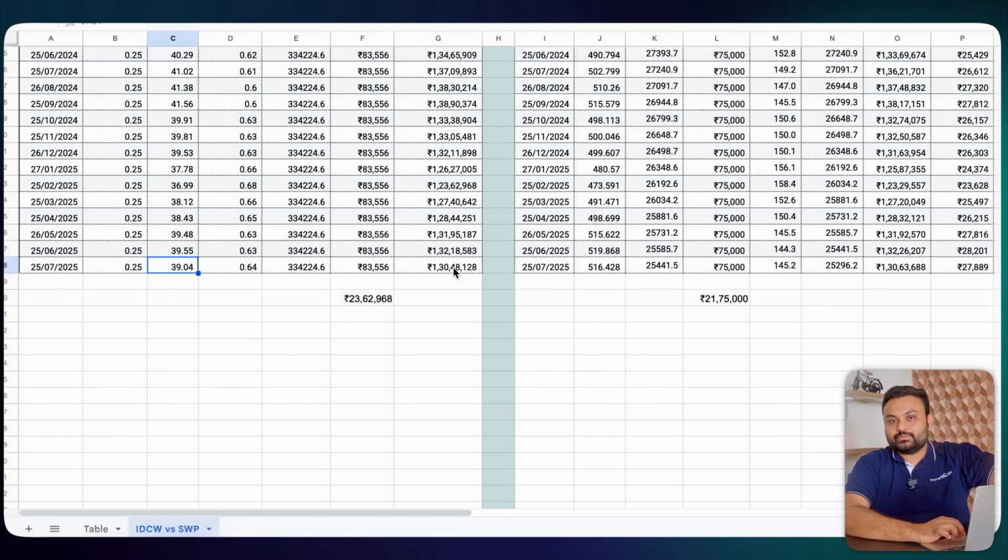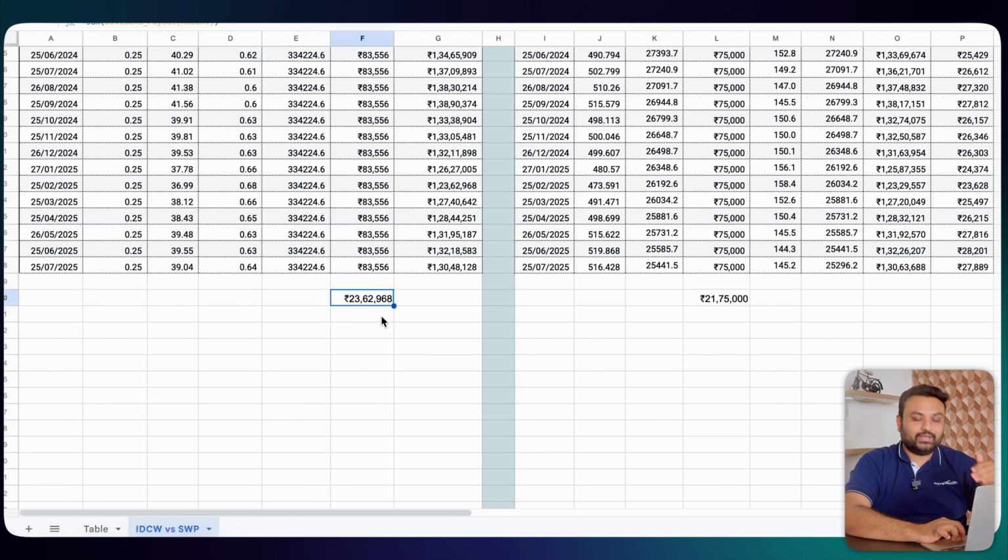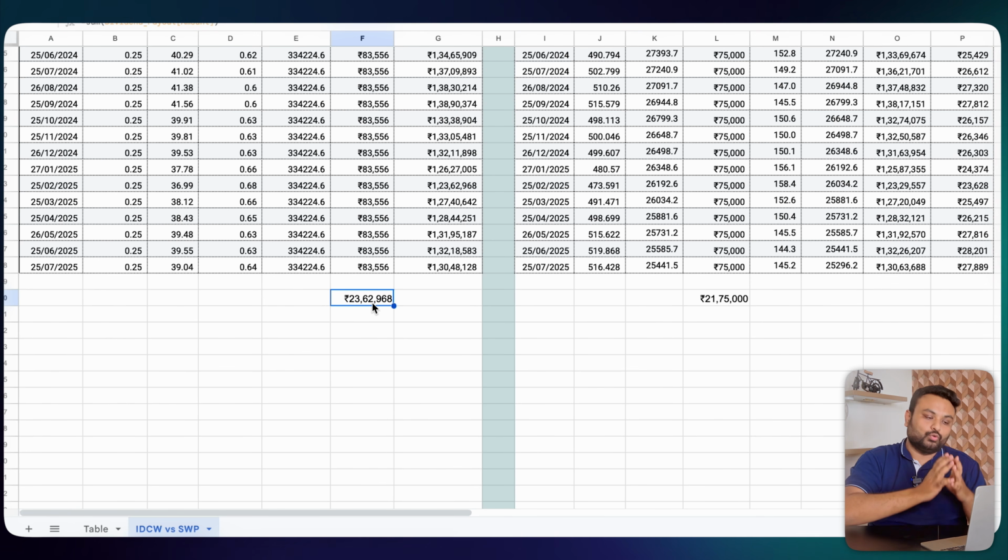Right? So you made an investment of 1 crore, the current value is 130, and the total of all the dividends that you have received till date is 23 lakh 60,000 rupees. So your current value is 130 and you have also received dividends worth 23 lakhs. So your 1 crore in 2 years grew up to almost 155.